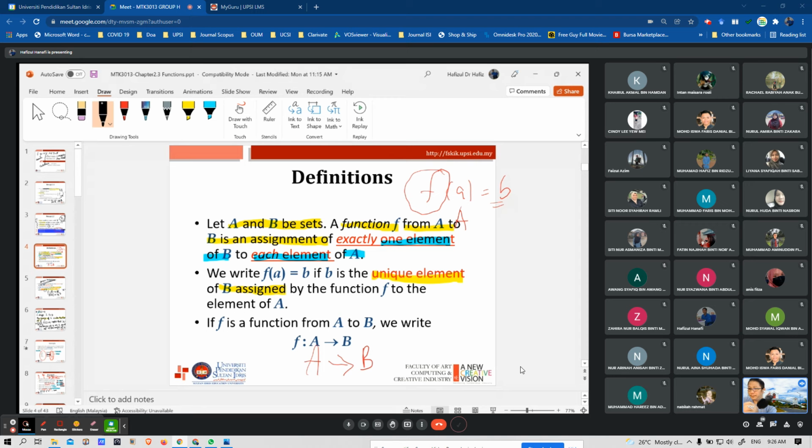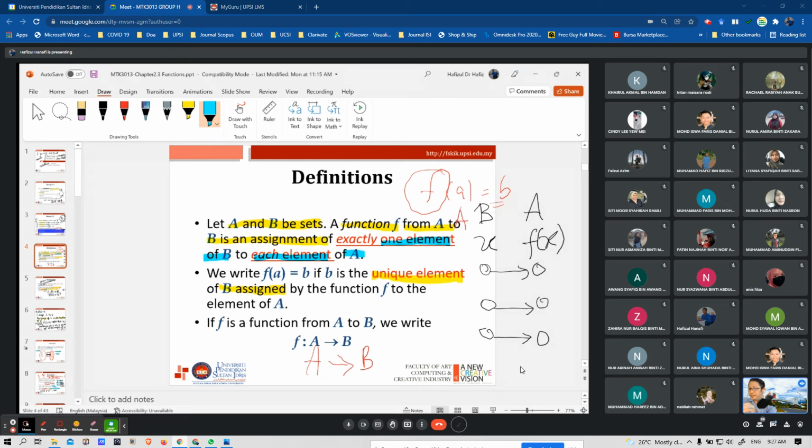For example, if we map set A to B, we have x and f(x). We map one element of B to each element of A, like this. Later we will see whether the association is injective or bijective, a one-to-one correspondence, in the next slide.